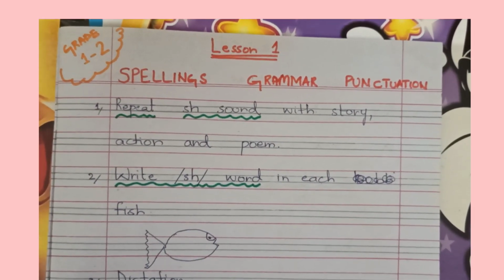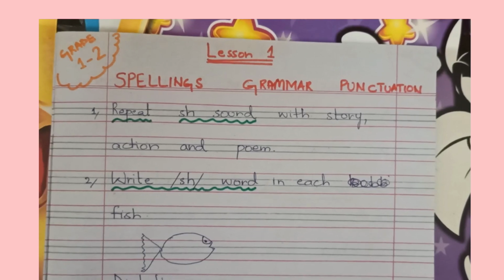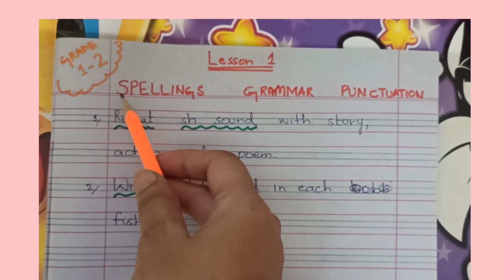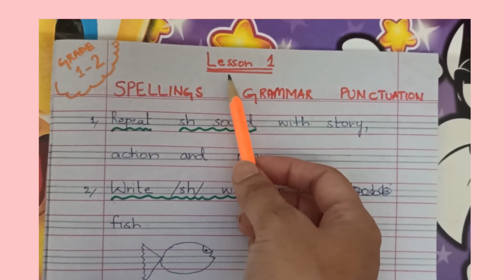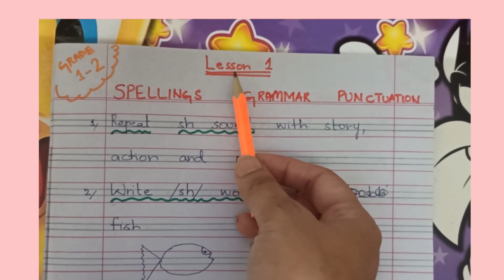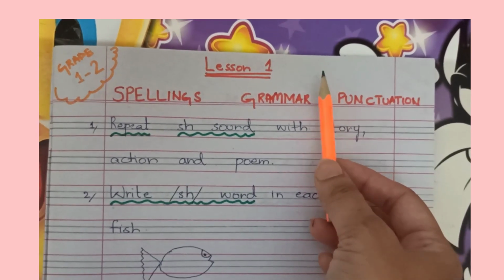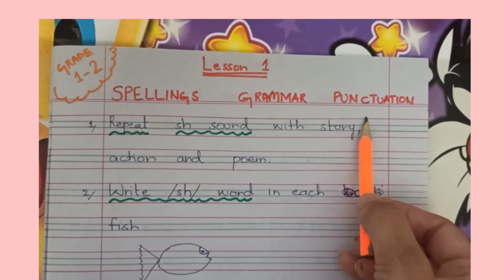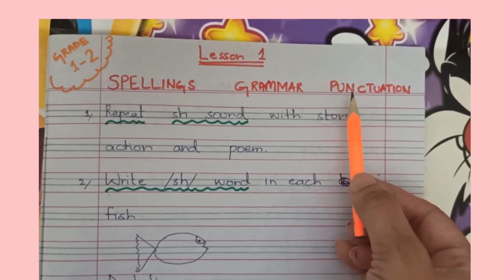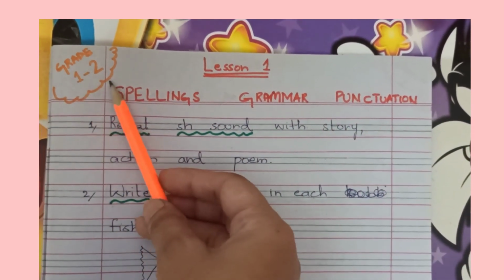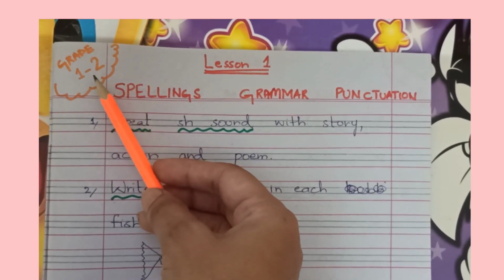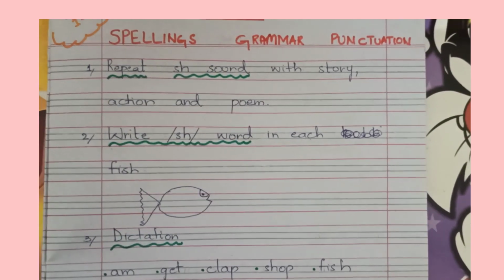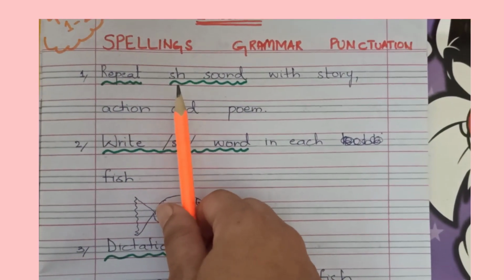Today I am starting a new series for spellings, grammar and punctuation for grade 1 to 2 students. In this video I will share from lesson 1 to lesson 10 how you can teach spellings, grammar and punctuation to your child if they are in grade 1 or 2 or if they have just passed kindergarten. So the first lesson is about the sh sound.